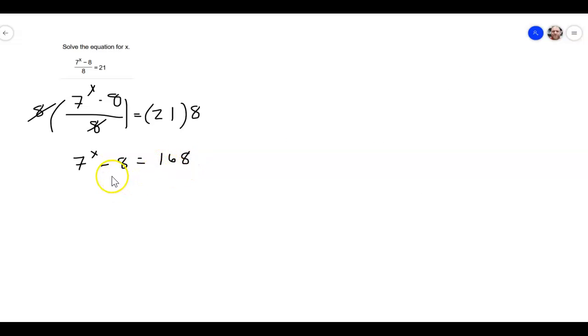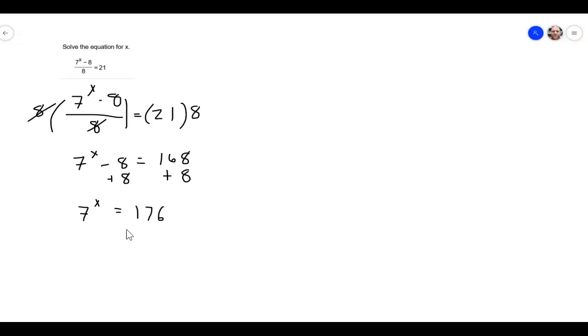Now I can add 8 to both sides, and I'm going to get 7 raised to the x is equal to 176. Now that I have this term with x isolated, what I can do is I can take the log of both sides. Now you can take the log of any base to both sides.